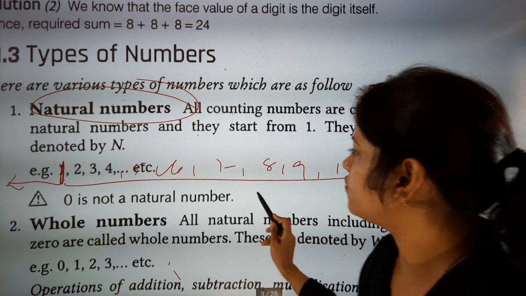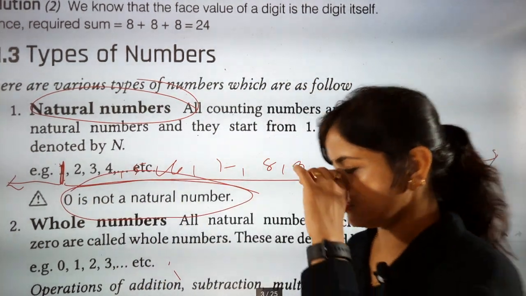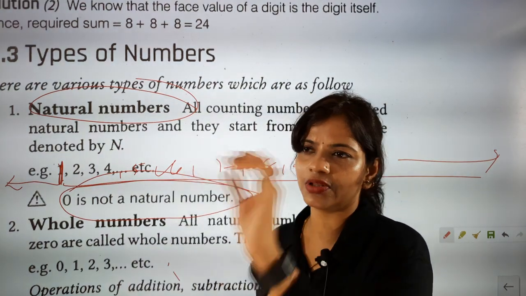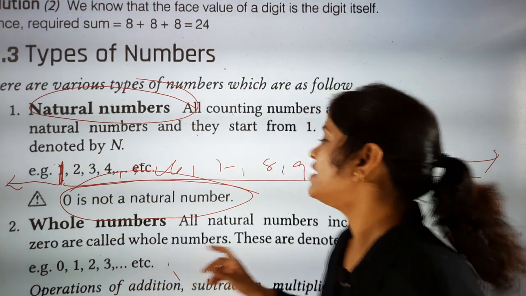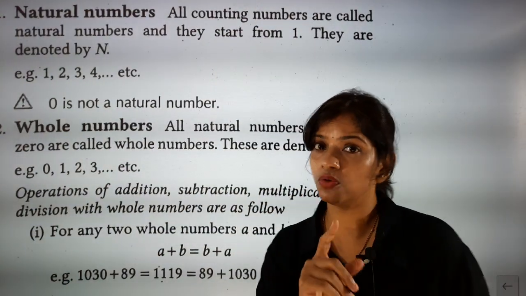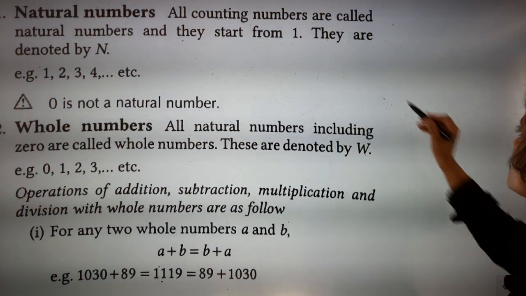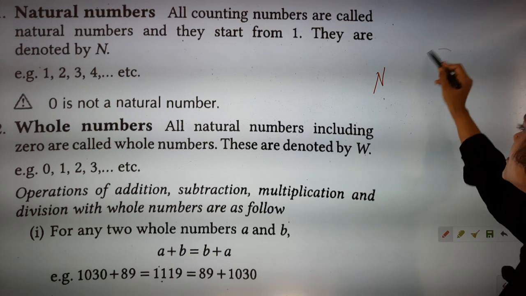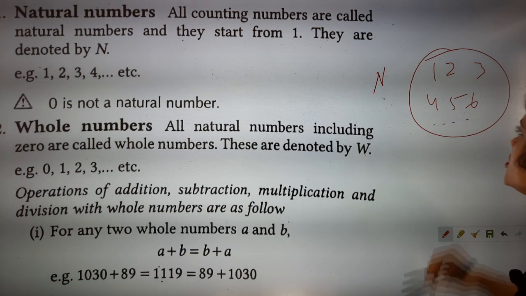Okay. Then 0 is not a natural number. The most important part is that many people by mistake write 0, but 0 is not a natural number. Natural numbers start with 1. The most important thing you must remember is that the natural number set starts with 1, so 1, 2, 3, 4, 5, 6 till positive infinity.